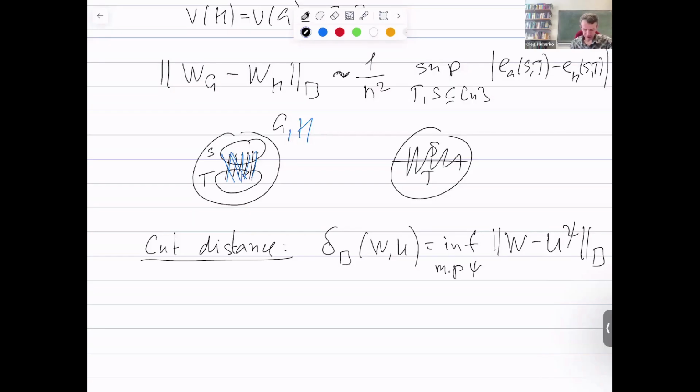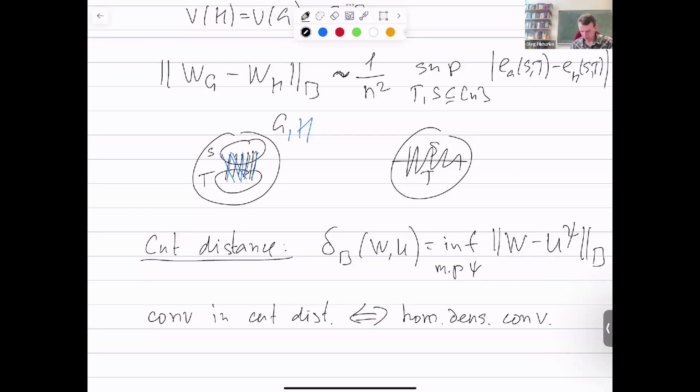One important property, which I basically just stated, is that convergence in cut distance is equivalent to the usual homomorphism density convergence. Again, there are two directions. One happens to be rather easy, the counting lemma: if two graphs are close in cut distance, then they have the same frequencies of smaller subgraphs. And the other direction is quite involved and requires some work.